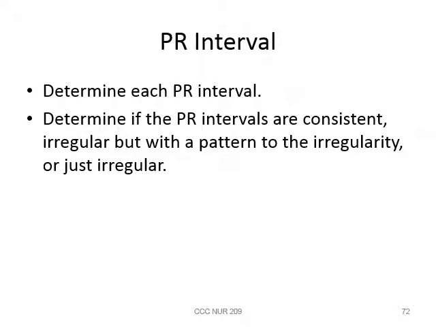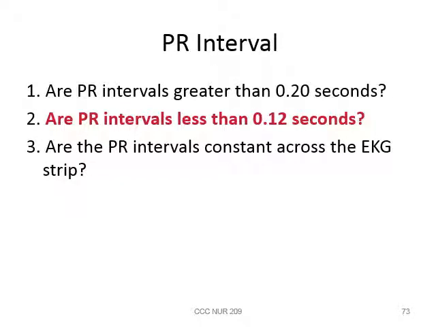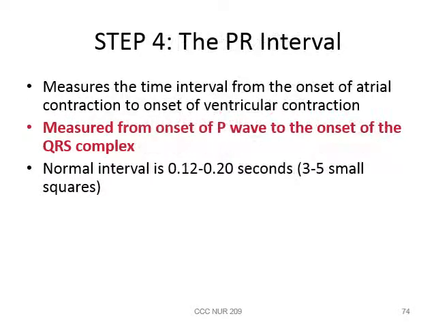PR interval, again, measure from the beginning of the P wave to the beginning of the QRS complex. That PR interval should be between 0.12 seconds and 0.2 seconds, so 3 to 5 small boxes. If it's longer, then you have what's called a first degree AV block. Are those PR intervals consistent across the strip? Again, looking at those intervals.